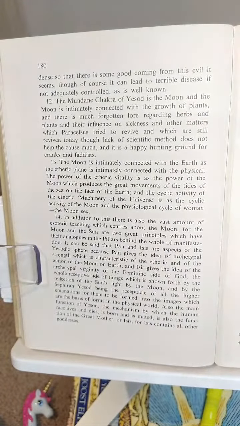Because yeah, the moon is intricately related with the earth, just like the etheric plane is intricately related with the physical plane.